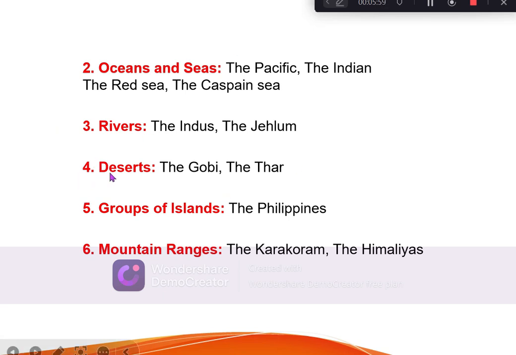The article is used with the names of deserts. Whenever you write and say the names of deserts, the article will be used with them. You need to say the Gobi Desert, the Thar Desert, the Sahara Desert. The article is used with groups of islands, the Philippines, the West Indies. The names of mountain ranges are always used with the article: the Karakoram, the Himalayas, the Alps, etc.